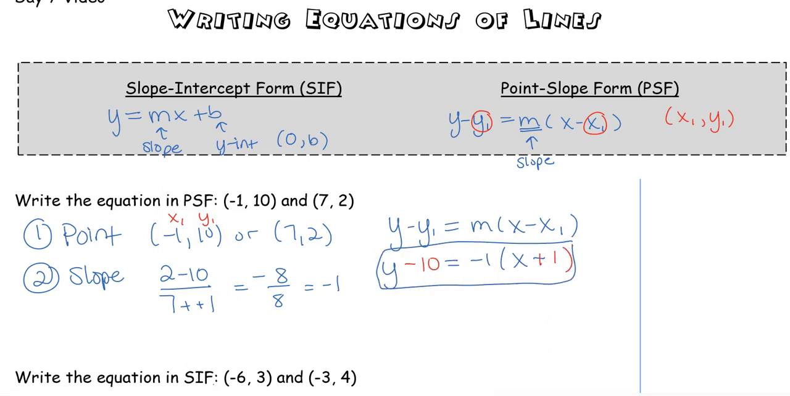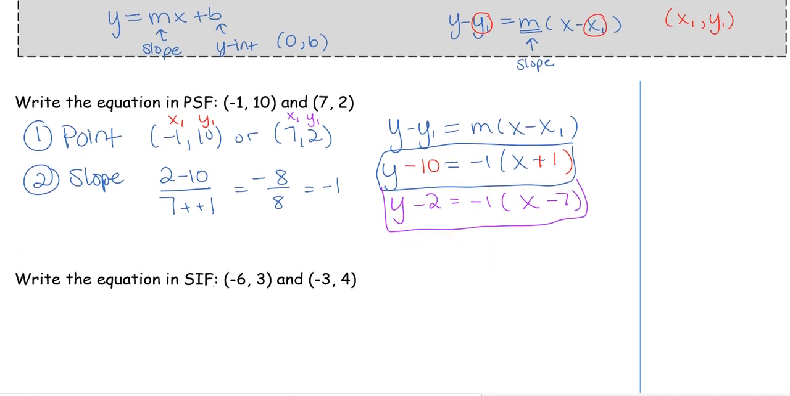If I chose the other point, this is my x1 and this is my y1, it would be y minus the y coordinate, which is 2, equals the slope times x minus the x coordinate, which is 7. Either one of those equations would be the correct answer for this particular question.